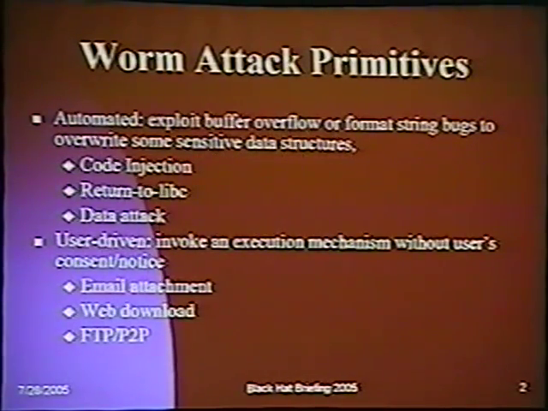The second category requires user input. Somebody sends a malicious attachment in an email and the user actually has to click on it, or something is embedded in downloaded web HTML pages, or even in files being transferred between FTP sites and P2P software.